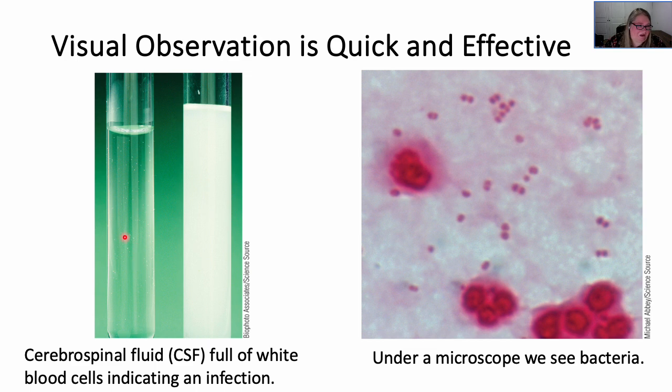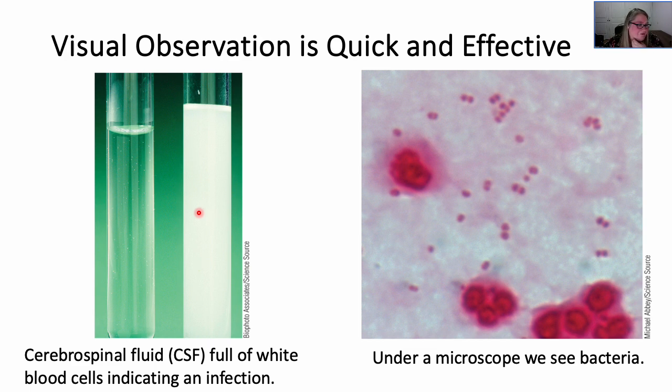Okay, so the vial on the left is clear. This is how your CSF should always look. Now, the vial on the right, see how cloudy it is? This is actually not infection. This is actually white blood cells in the CSF fluid that have formed and congregated because of an infection.